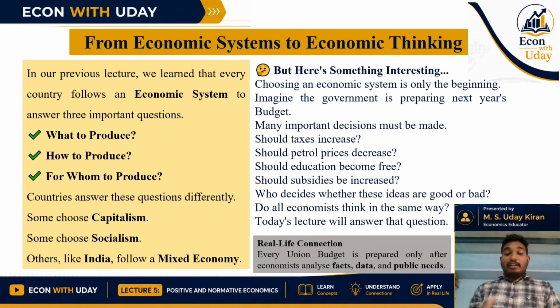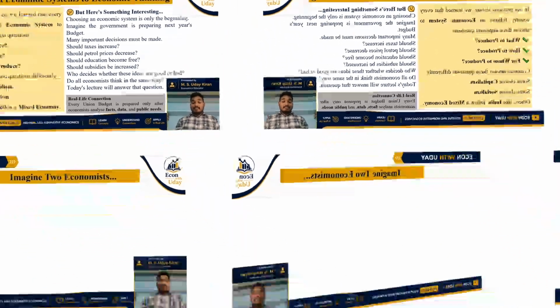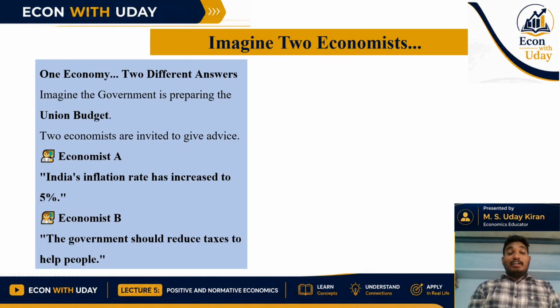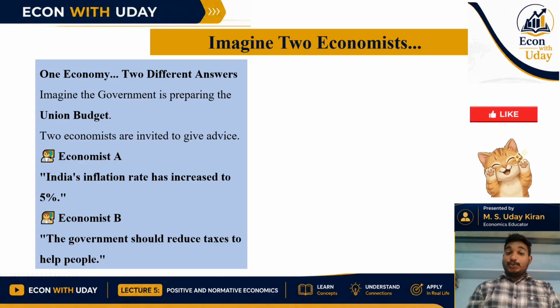And here you can see that every union budget is prepared only after the economic analysis of facts, data and public opinion. Imagine two economists. Here, one economy, two different answers. Imagine the government is preparing the union budget. Two economists are invited to give advice.